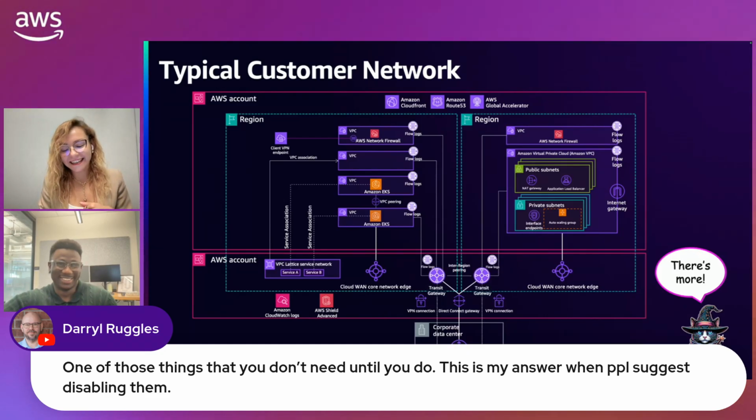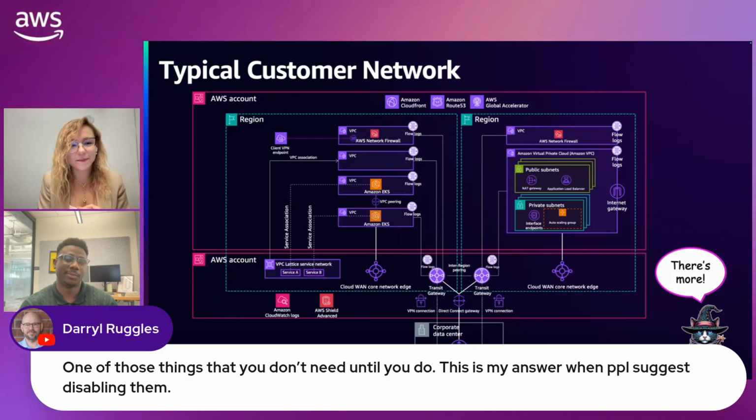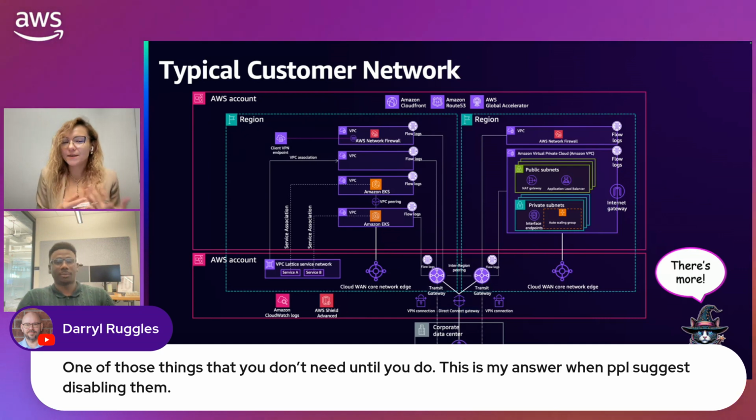Totally. Ideally, unless things fail, you don't need them, right? We're going to talk a bit about what Flow Logs are and what they help you do. But you wouldn't be going and just looking at Flow Logs as part of your daily job, right? No one gets paid to do that, literally.